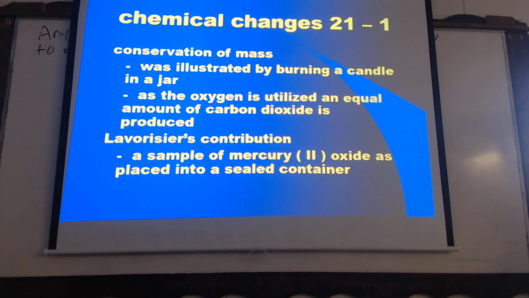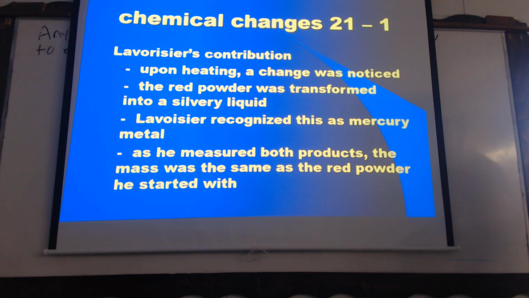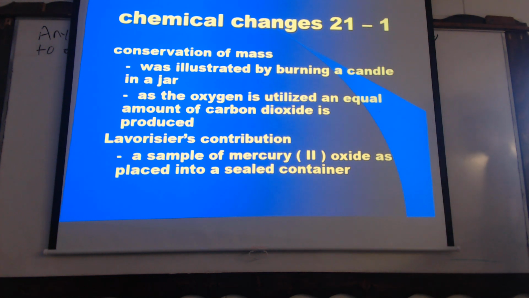This was illustrated by burning a candle in a jar, as the oxygen is utilized and equal to the amount of carbon dioxide produced. This is Lavoisier's contribution. A sample of mercury(II) oxide was placed in a sealed container. Okay. So, we'll finish it. There's notes on this. I'll just discuss the experiment when we're done with it.